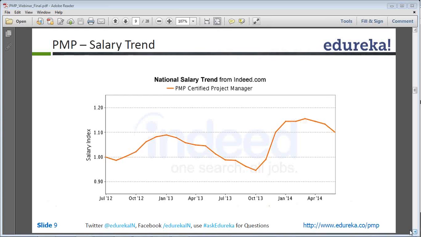This is also the salary trend. It picked up, then sometime in 2013 it fell down because of the economic conditions across, and then again it has picked up.